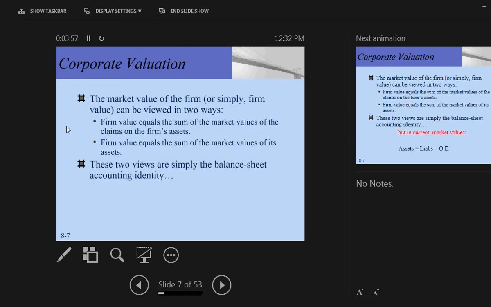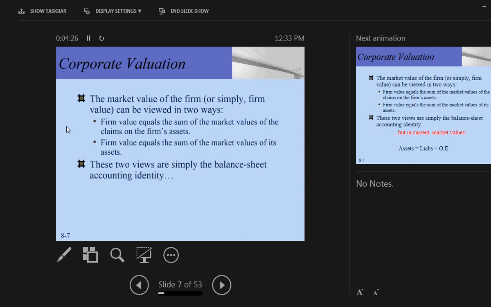So in order to get what cost of capital is, let's just start with corporate valuation. What's the value of a firm? The value of the firm could be viewed in two ways. You can think of it as the sum of the market values of claims to this firm. What do I mean by claims? It could be equity, it could be debt, right? So basically, you have this accounting identity, right?